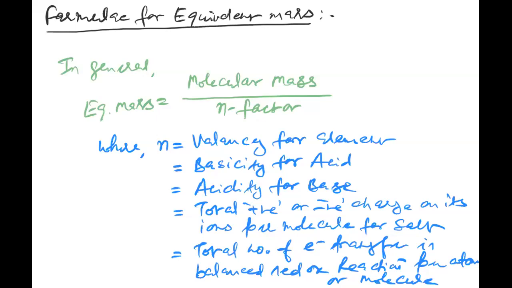One by one, I can show a few examples related to equivalent mass. But as per the denominator factor, this n factor is valency for element, basicity for acid, acidity for base, total positive or negative charge on its ions per molecule for salt, and total number of electrons transferred in a balanced redox reaction per atom or per molecule.